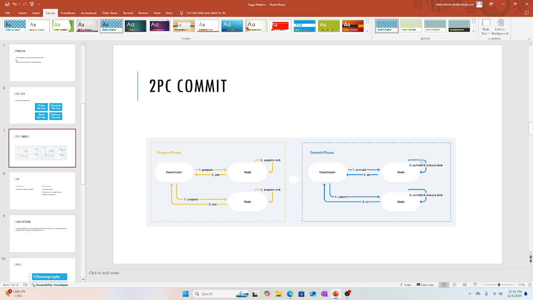If both services successfully commit the transaction, then they can release the locks which were acquired previously at the prepare stage. If any of the services is not able to update the database or fails, then the service will return a failure status. Then the coordinator service will ask both services to revert their transaction. So in this way, two-phase commit is helpful to achieve the ACID properties in distributed environments.